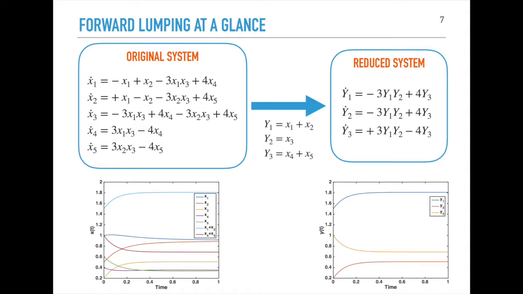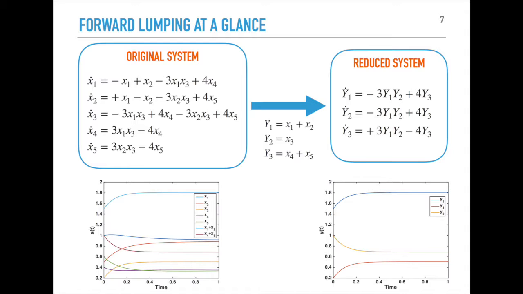You see it already. If you do the sum of these two equations, the derivative is linear, this goes away, and then you can rewrite the right-hand sides in terms of sums x1 plus x2 and x4 plus x5, because these coefficients are the same, so you can factor them out. The same you can do for y3, and y2 stands on its own.